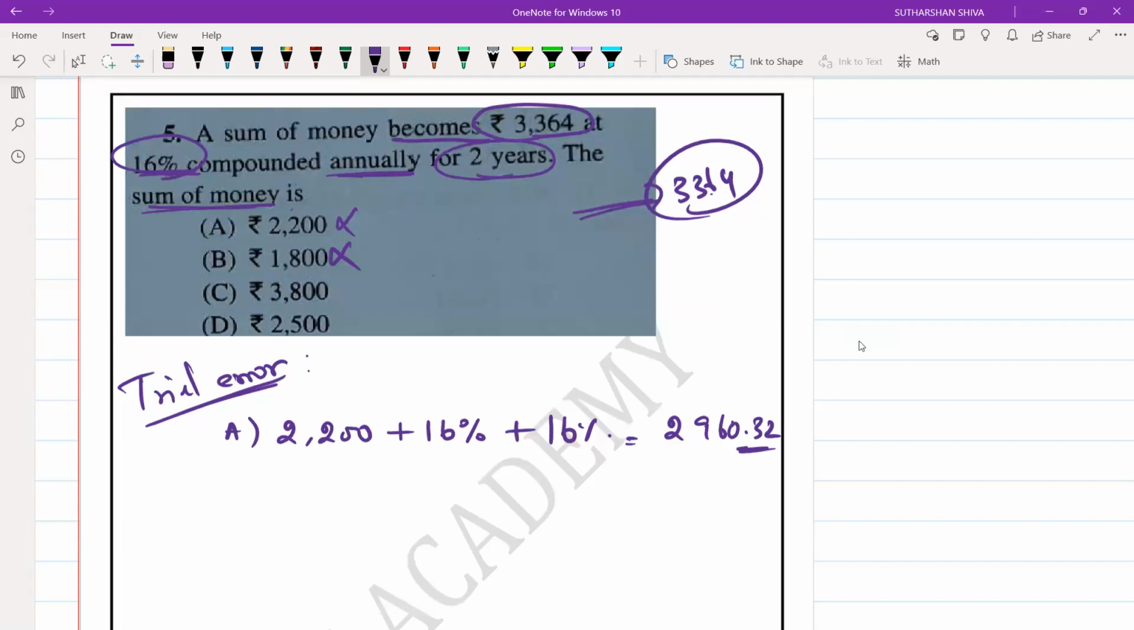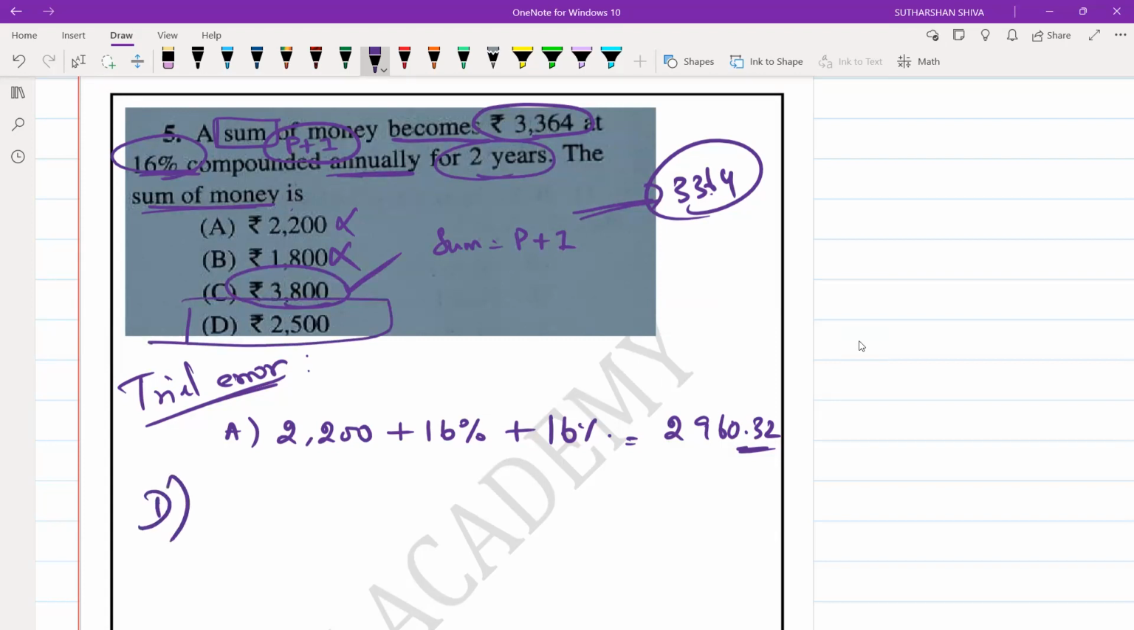The only option which is slightly higher is 3800. But 3800 itself is greater than 3364. How can the principal be greater than the total value, the sum of money? If they ask the sum of money, it is inclusive of principal plus interest. How can the principal directly be 3800? So the only option left is option D. You can just do it orally, my dear.